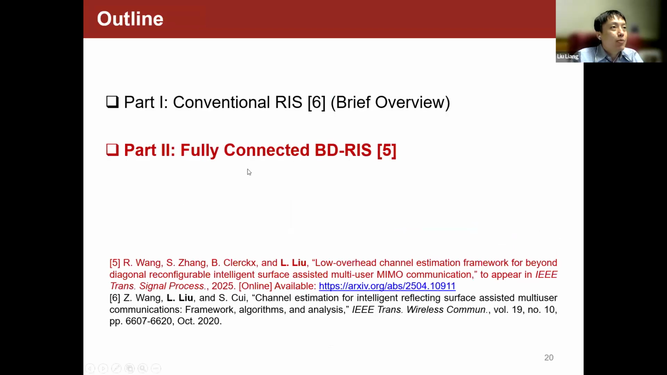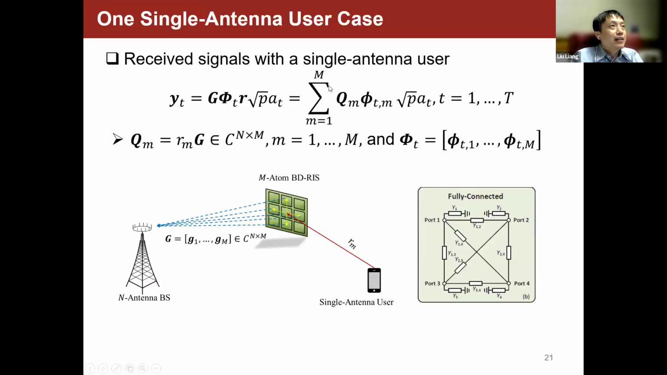So now let's move to the topic of this talk, BD-RIS, right? And now for the BD-RIS aided system, how many time slots do we need to estimate the channels? Let's start with the case that we have one single antenna user. Later, I will briefly extend the results to the case with multiple multi-antenna users, okay? Let's start with the easiest, simple case: one user with one single antenna. There is one BD-RIS consisting of M elements, and there is a base station with N antennas. This is the system we are considering.